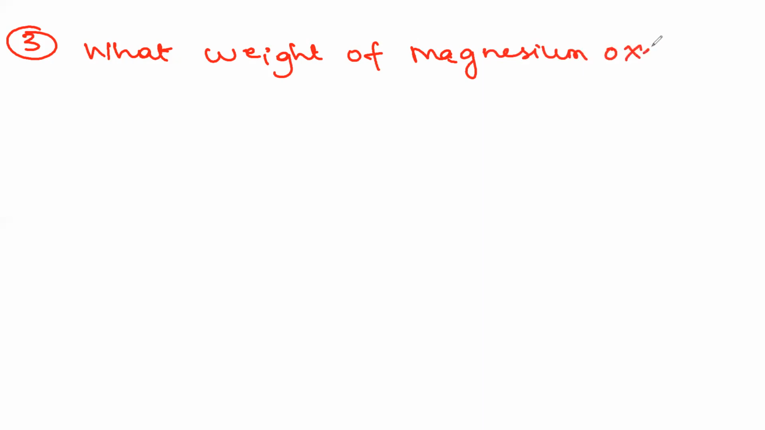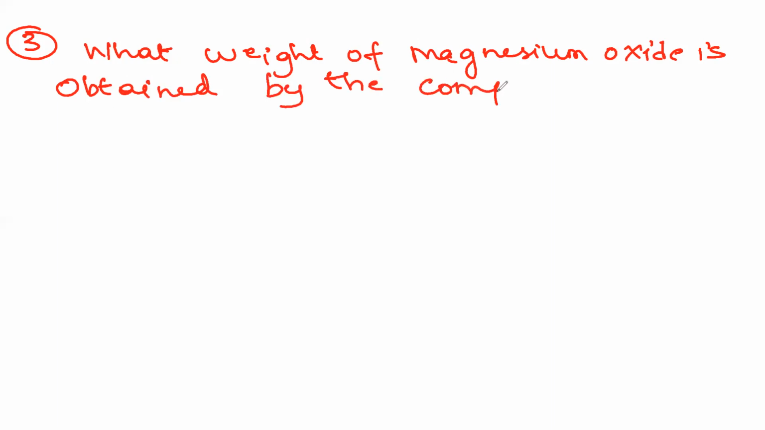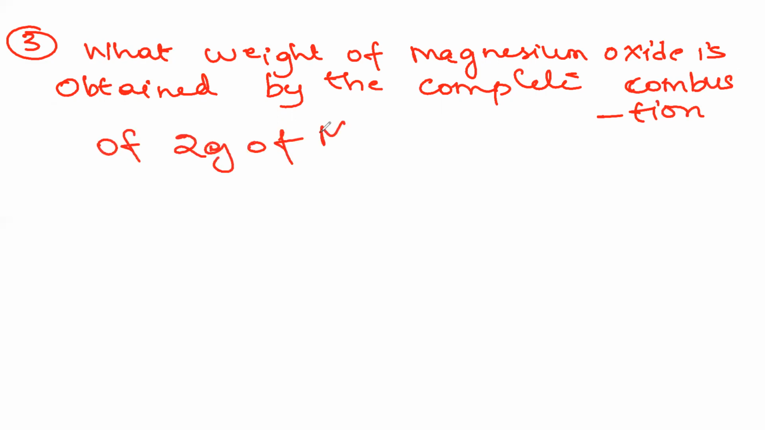Same weight-weight relationship. What weight of magnesium oxide is obtained by complete combustion of 2 grams of magnesium? So first, again for this also, we have to write the balanced chemical equation.